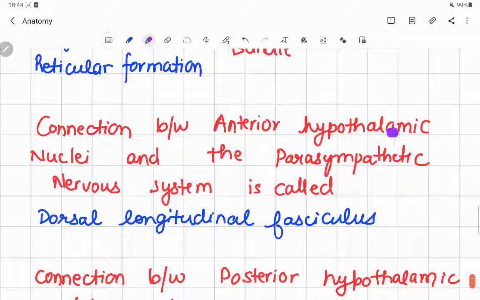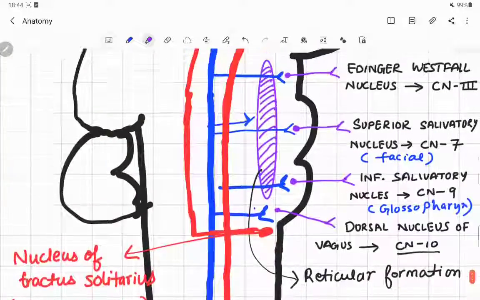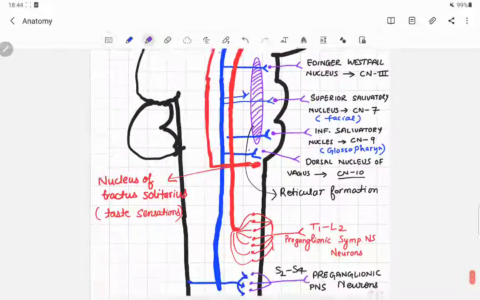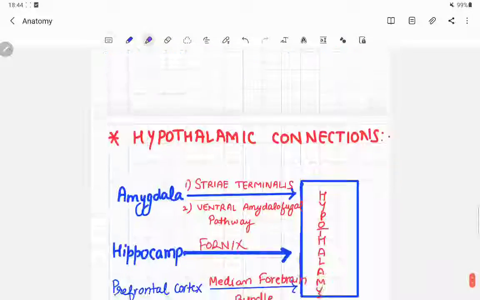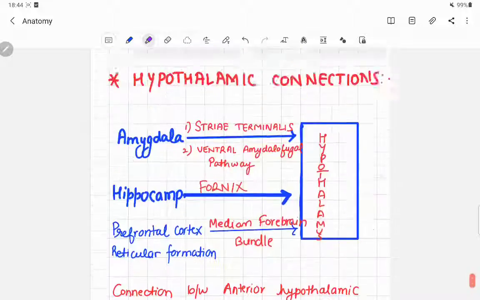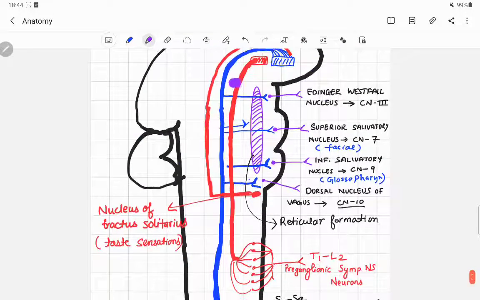This is the name which can be directly asked in certain examinations, so you have to just remember this. The connection between the anterior hypothalamic nuclei and the parasympathetic nervous system, the tract of neurons we were talking about, is called the dorsal longitudinal fasciculus. So this one, highlighted in dark blue color, the connection between the anterior hypothalamic nuclei and the parasympathetic nervous system, is called the dorsal longitudinal fasciculus.